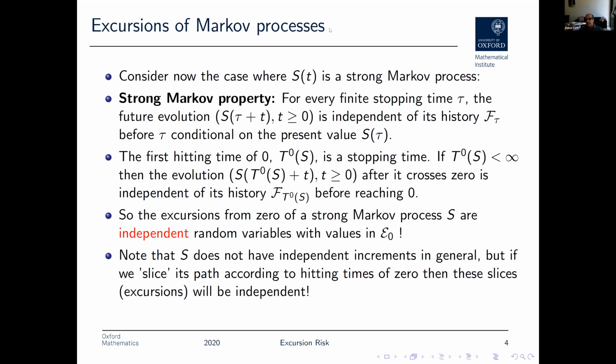Just to recall, it means that for every finite stopping time tau, if you look at the future evolution of the signal after the stopping time, S_{t+tau}, where t is positive, and if you call the history of the signal up to time tau F_tau, then the strong Markov property says that the future evolution is independent of the past before tau, conditional on the present value. So if I know the present value S_tau at time tau, then I don't need to know anything else about the past. The future evolution only depends on S_tau and not on the past.